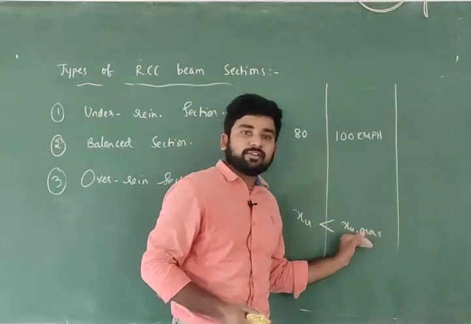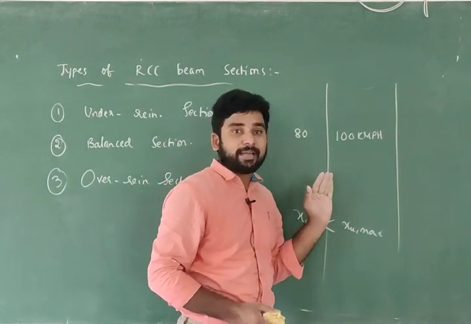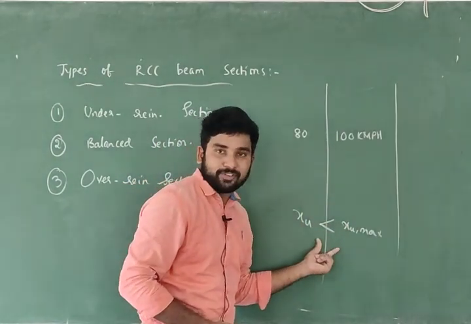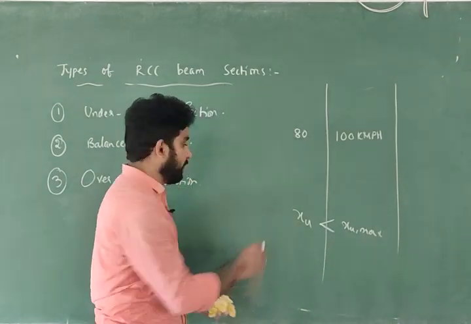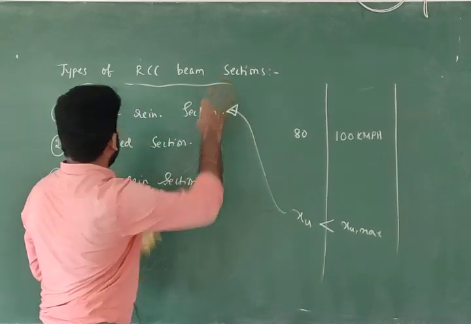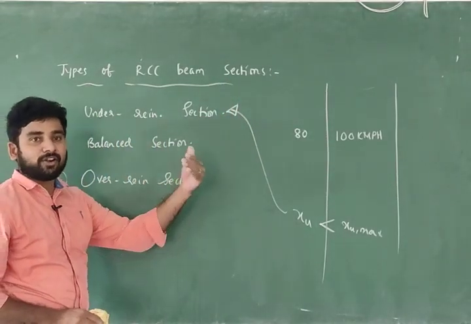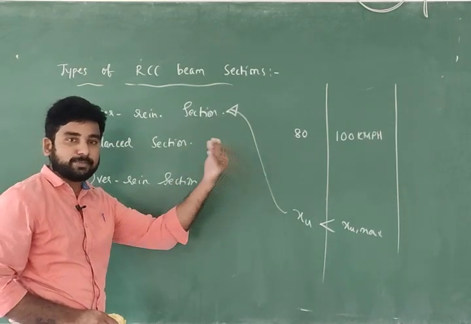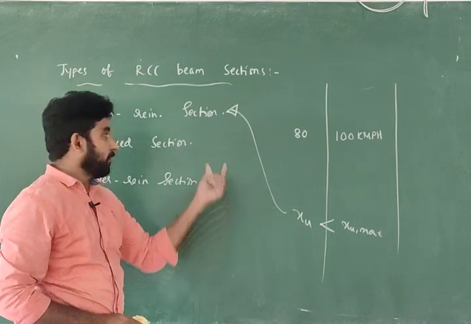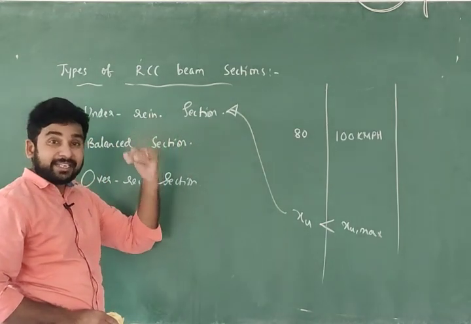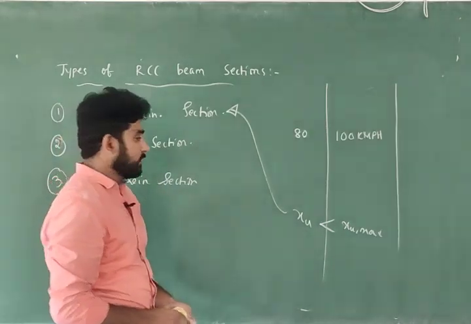So is it safe or not? Because the maximum is 100 and I am going less than the maximum, I am safe, because I am less than the limit. So this comes under the under reinforced section. When you are not crossing, when you are always less than the maximum limit, the type of section is called, as the name itself says, under reinforced section.